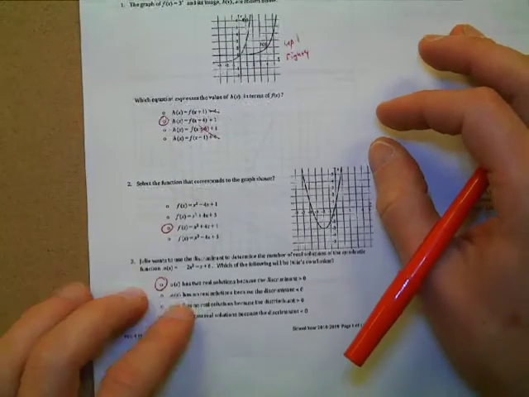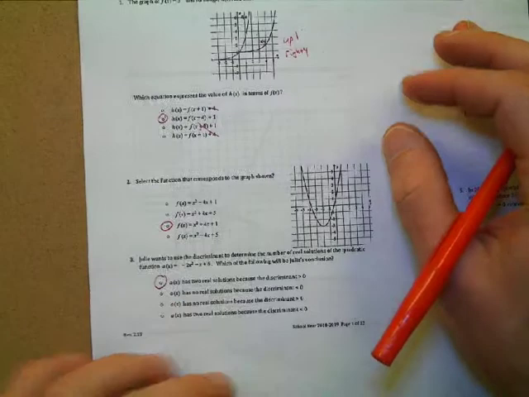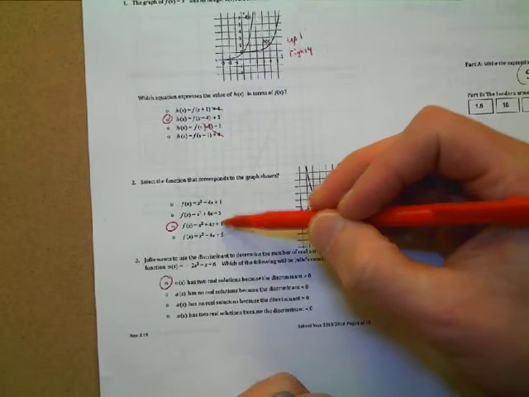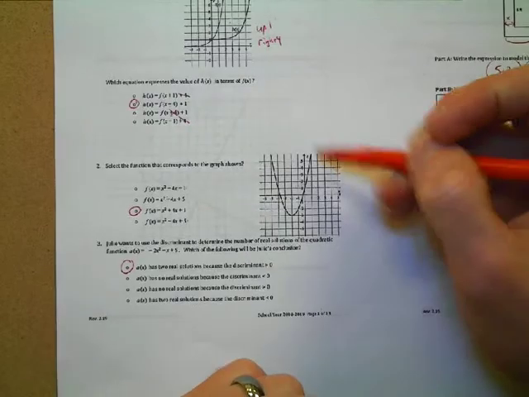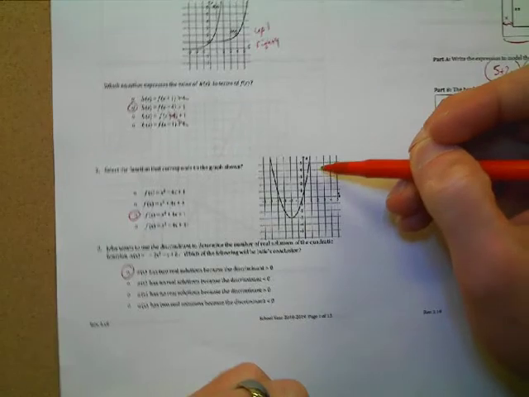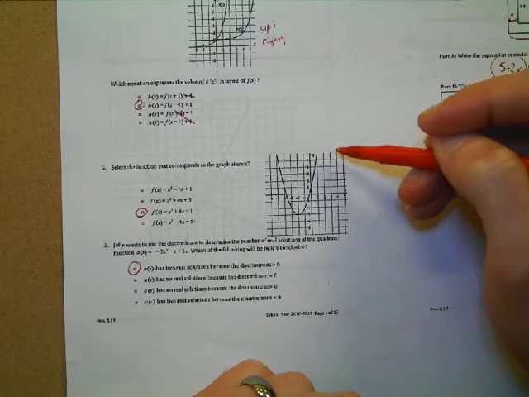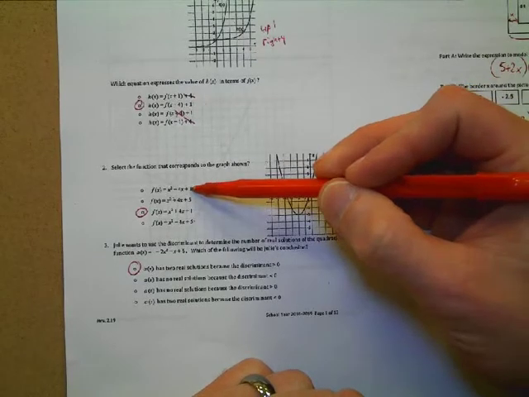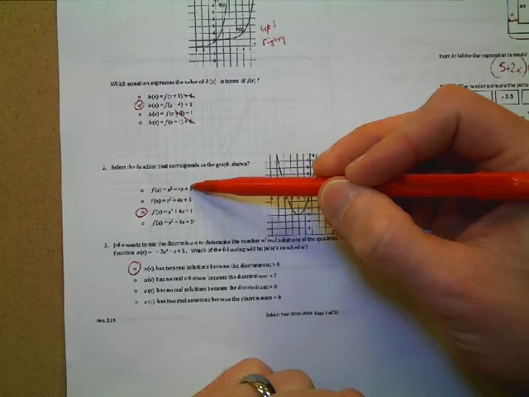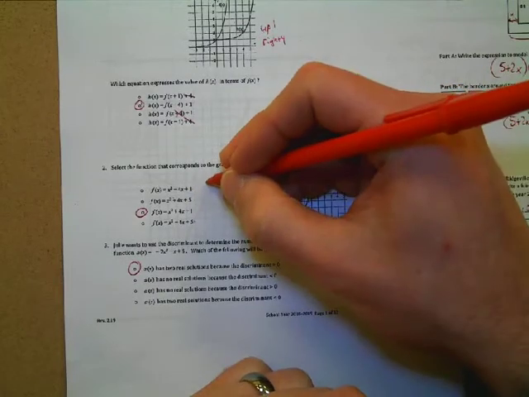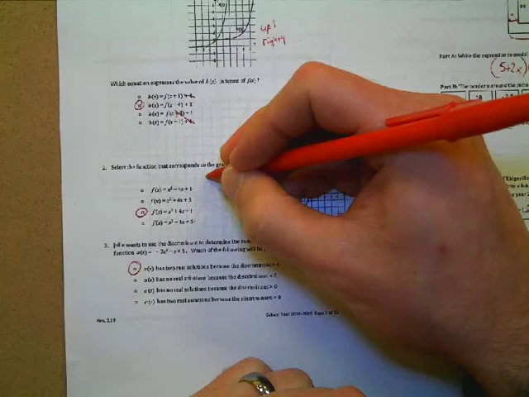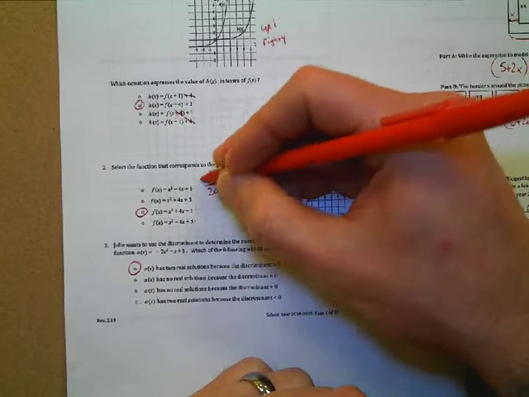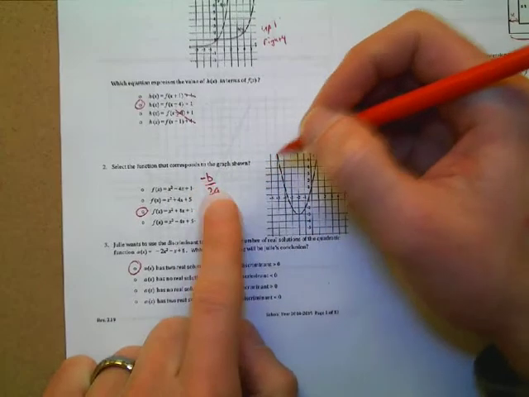All right, number 2. Select the function that corresponds to the graph that's shown. Okay, it's not really a question, but anyway. You can graph each one of these in your graphing calculator and then just match to the quadratic here. Another option is to check out what the axis of symmetry is for each one of these. Remember, the axis of symmetry is negative b over 2a. That's one way you can figure it out too.